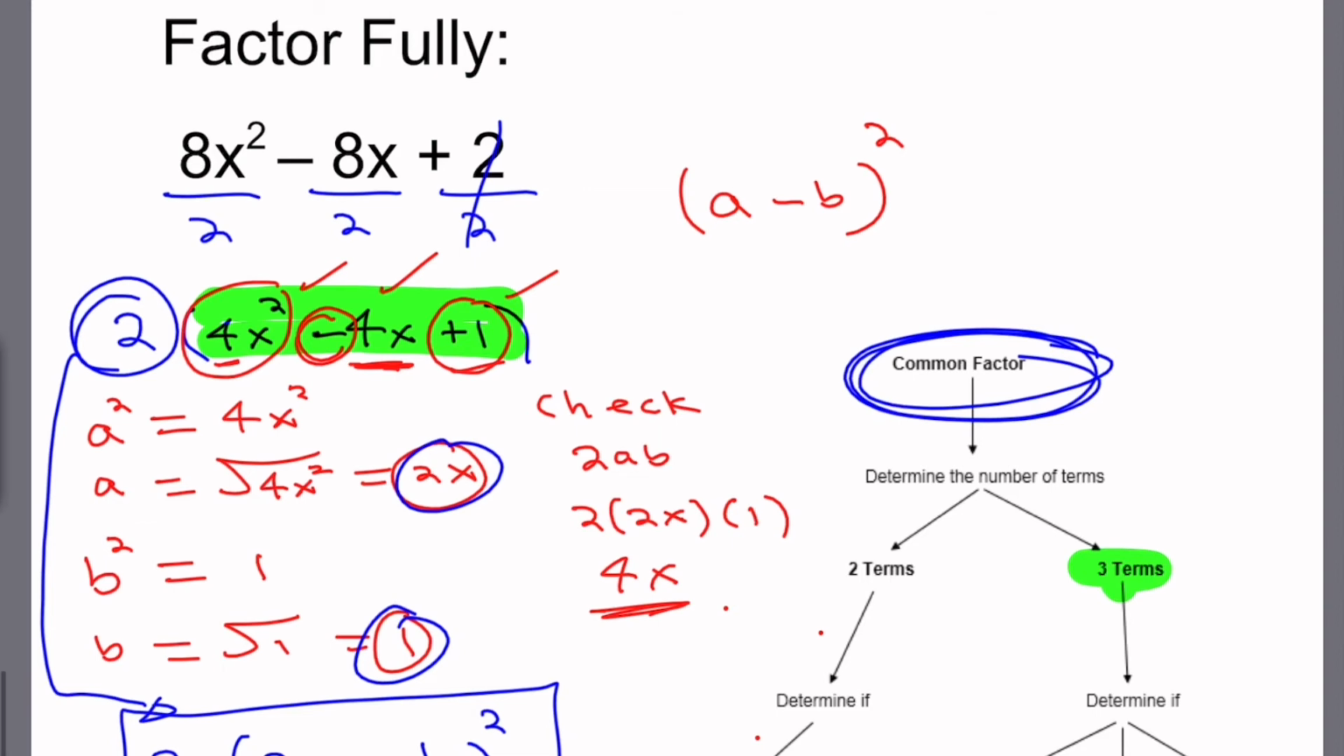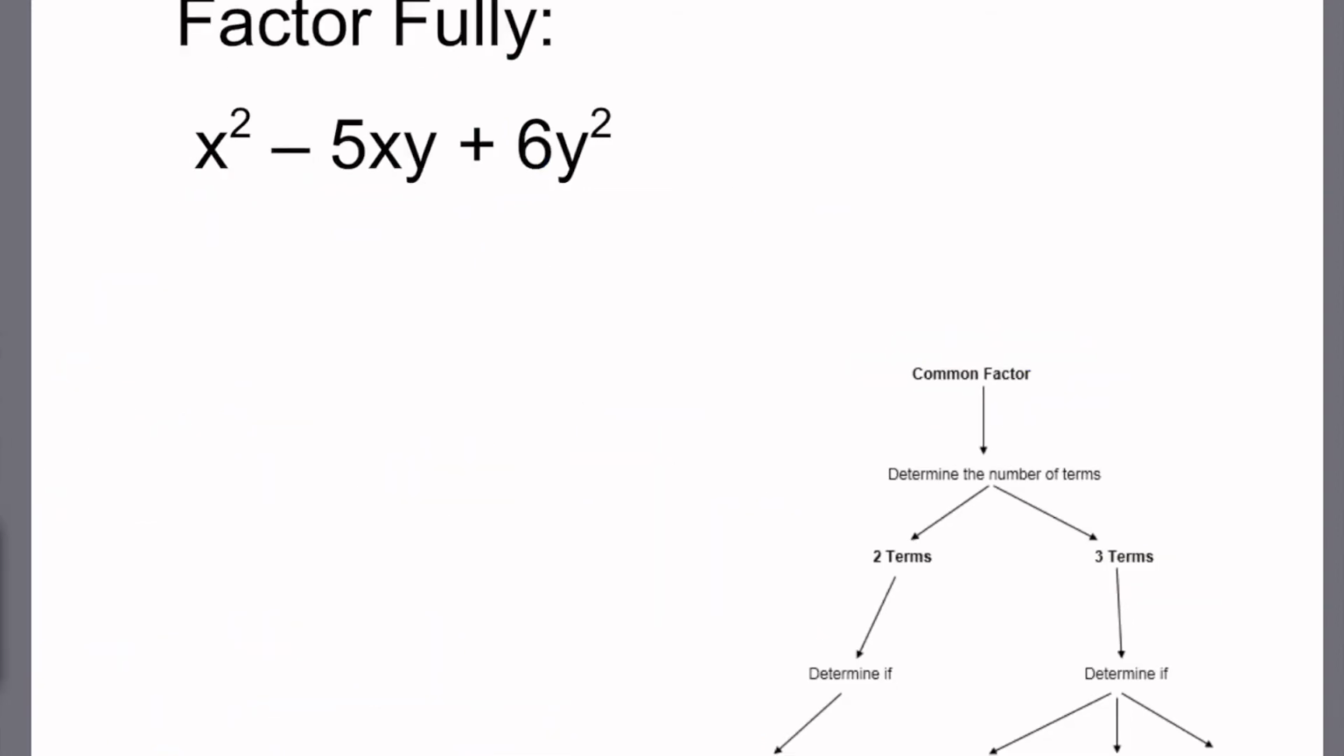We've got 2 more to do. Factor this one fully: x squared minus 5xy plus 6y squared. First, you guys got it, common factor. But it looks like there's nothing in common that we can take out here. So that's fine, we tried to common factor but we couldn't, so we just skip that step. Now, how many terms do we have? Looks like we've got 3 terms, right? 1, 2, 3.